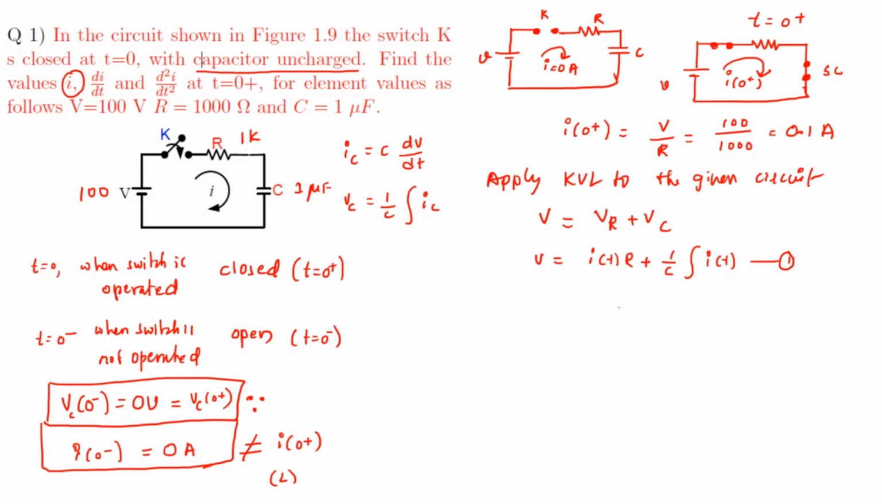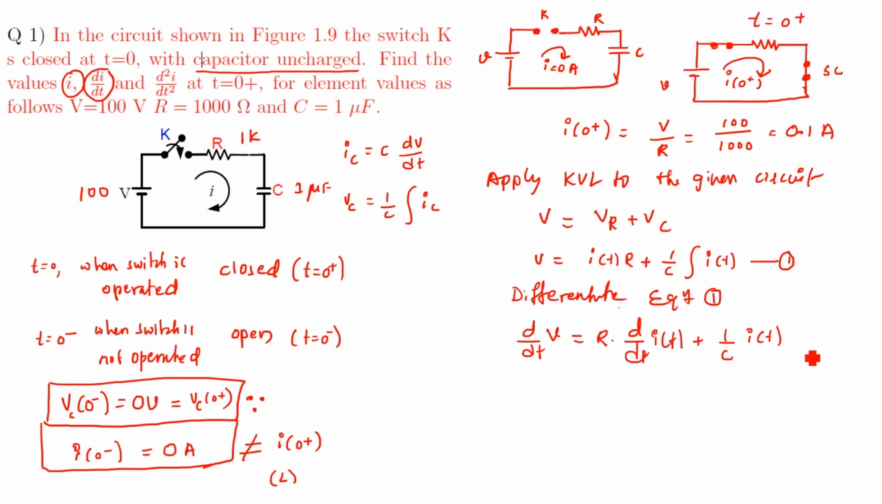Alright. Next, di by dt is to be calculated here. So what will I do? I will differentiate equation number 1. What will we get? Differentiation of V is dV by dt of V, that is equal to R, which is constant, d by dt of I of t plus 1 by C, then integration and differentiation cancel. So I will write this as I of t. Call this equation number 2.